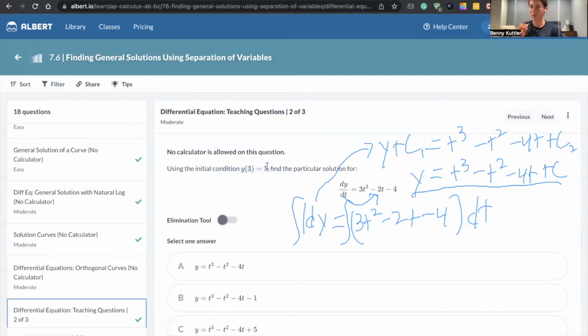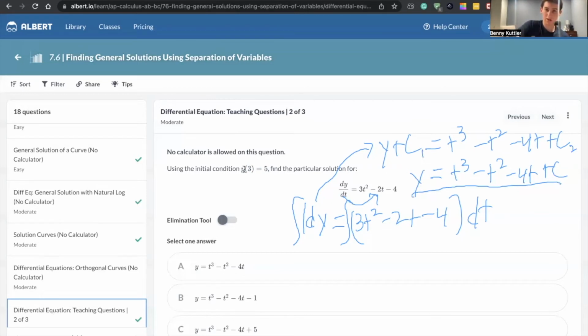So remember on our slope fields, that's where we start at a specific point and follow the lines. So here, to find the solution with this initial condition, we just have to plug in these values and see what c equals. So when t is 3, y equals 5, because that's what it means for y of 3 to equal 5. It's like a function.